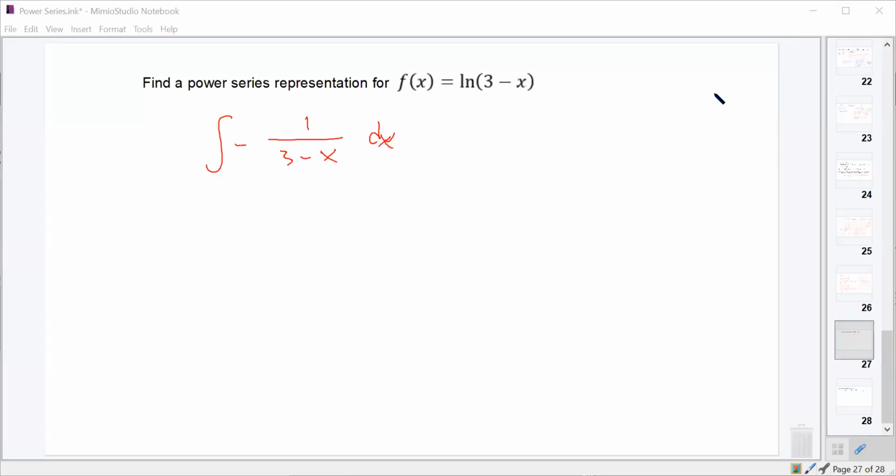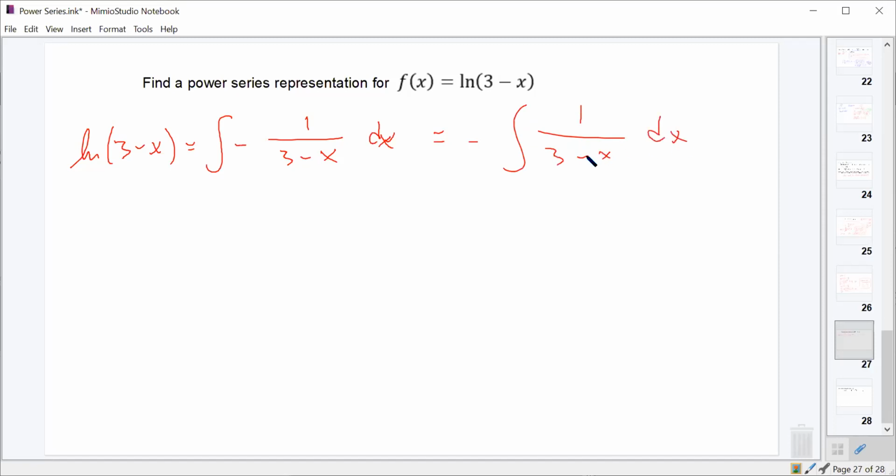Hold on. Okay, so we're trying to find a power series representation for natural log of 3 minus x, right? We said that the integral of negative 1 over 3 minus x should be the same as natural log of 3 minus x. Everybody agree with that statement? Yes. Okay, so a cool little thing that we can do if we want to find the power series representation for the 1 over 3 minus x, because we can throw that negative sign out of there and not even have to worry about it.